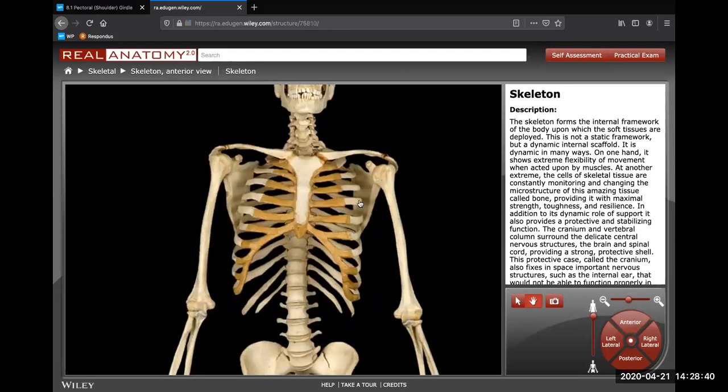Let's see if we can see them. Oh yeah, I can see them much better from the front. From an anterior view, axillary border here, axillary border here. So it's basically a medial and a lateral border.